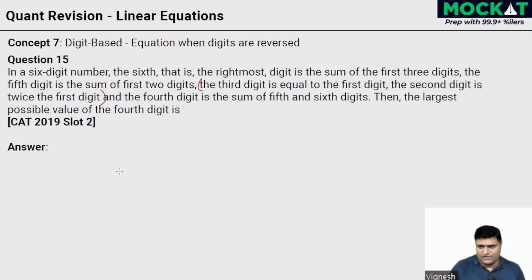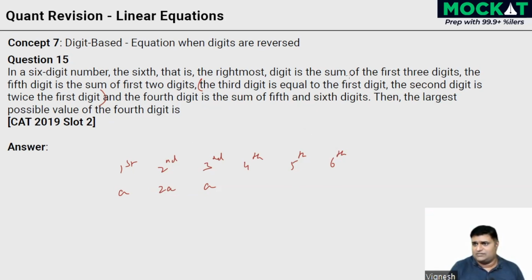Third is equal to the first. So first, second, third, fourth, fifth, and sixth. Third is equal to the first. So therefore, I'll go for an A and an A. The second is twice the first. Second is 2 times the first, which is 2A. The fourth is the sum of fifth and sixth. So I have to find fifth and sixth first.